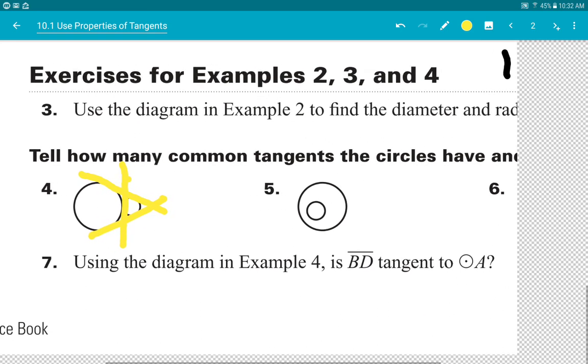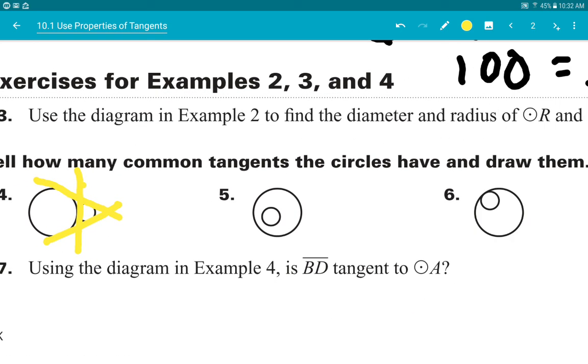All right, this one has 0 common tangents. There's no way to draw a point outside of the smaller circle without drawing one on the inside of the larger circle. And then here we have 1. So we have 3, 1, 0, 1 as our solutions.